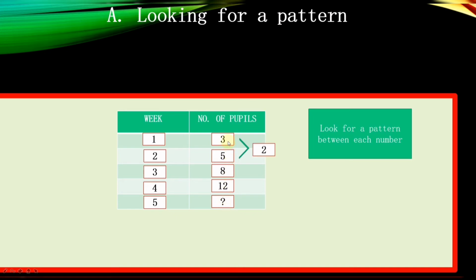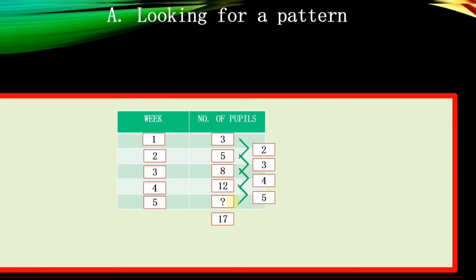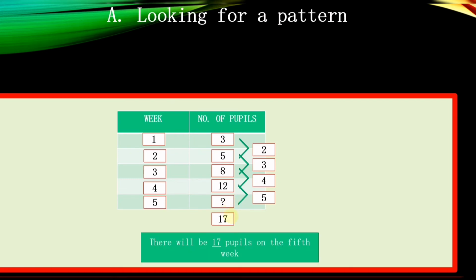Let us find out what number should be placed here. So 3 plus 2 equals 5. 5 plus 3 equals 8. 8 plus 4 equals 12. 12 plus 5 equals, okay, 17. So there will be 17 pupils on the fifth week.